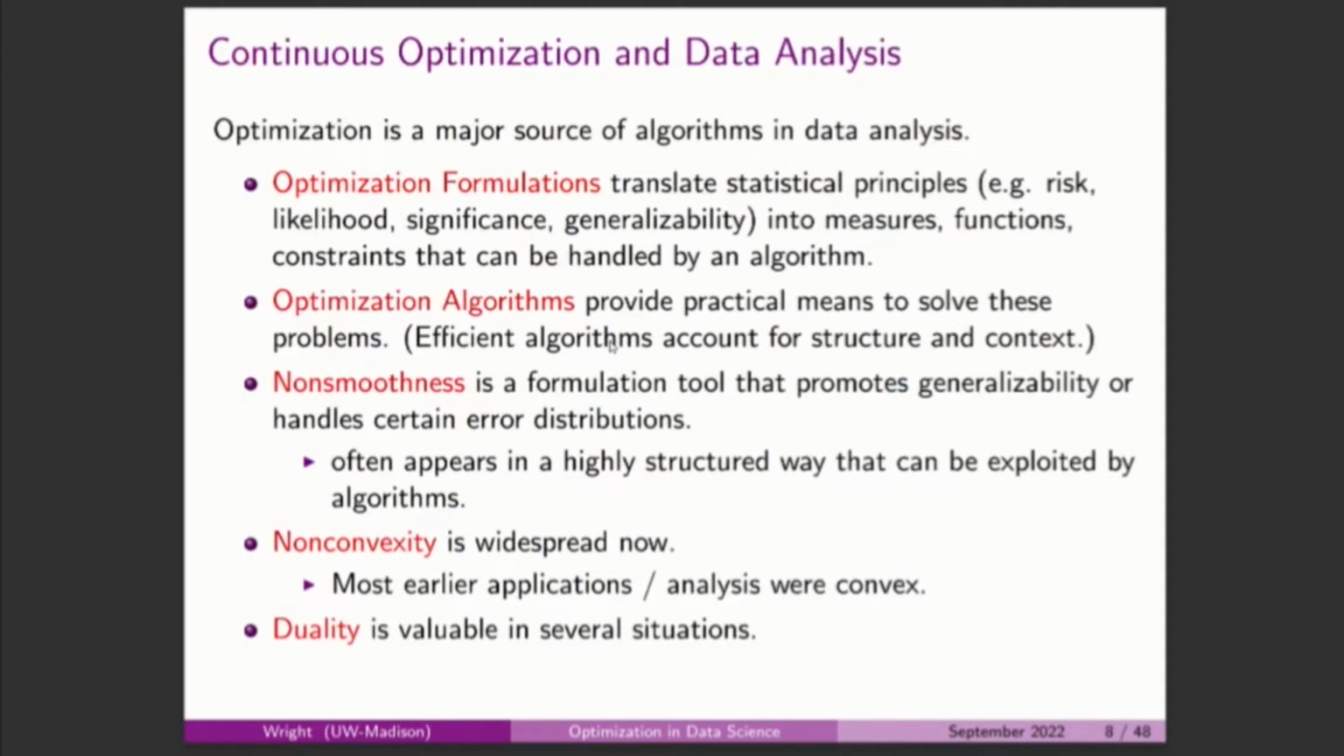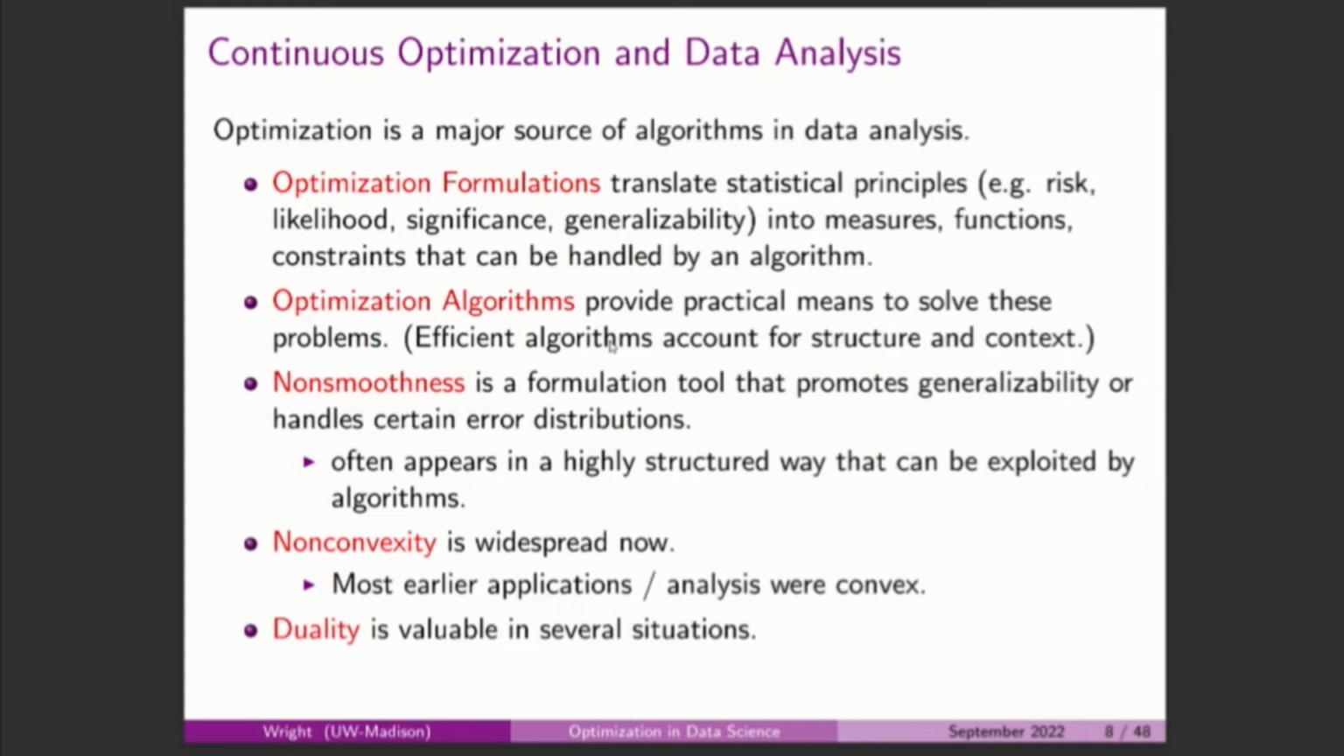Okay, so a lot of optimization algorithms are used in solving this problem that I've outlined. And I like to talk a little bit distinctively about formulations and algorithms. Optimization formulations are interesting in this context because they give you a way of translating statistical principles like risk, likelihood, significance, generalizability, and so on, distilling them into measures or functions or constraints that you can turn into a concrete problem that you can then attack with an algorithm. And then optimization algorithms give you a practical means to solve those formulations, okay?